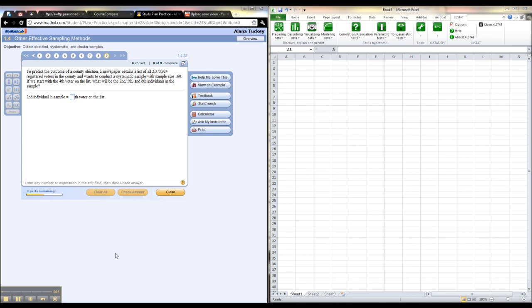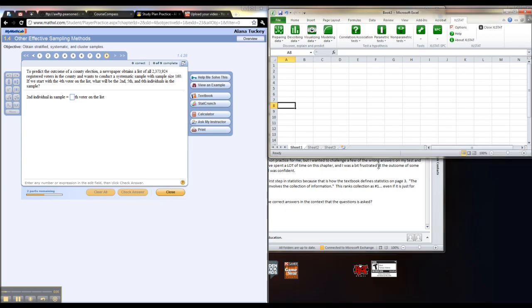It says, to predict the outcome of a county election, a newspaper obtains a list of 2,373,924 registered voters in the county and wants to conduct a systematic sample with a sample size of 160. If we start with the fourth voter on the list, what will be the second, fifth, and sixth individuals in the sample?